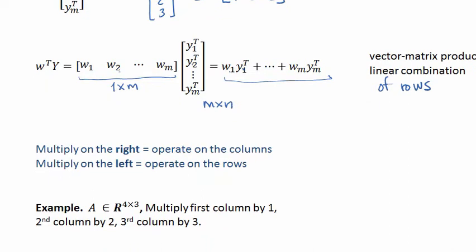So the very important connection to remember here is that when you multiply on the right side of a matrix, you operate on the columns of that matrix. And when you multiply on the left side of a matrix, you operate on the rows of that matrix. And here, operate means take a linear combination.